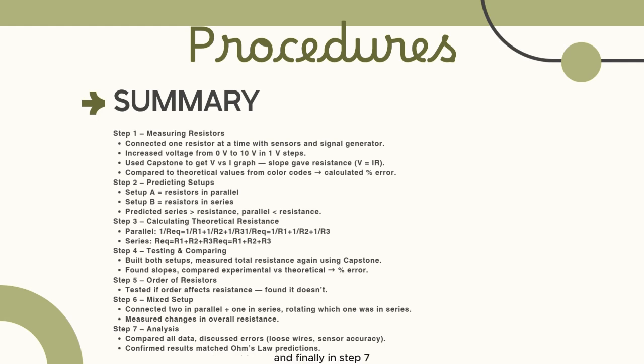And finally, in step 7, we compared all theoretical and experimental results, discussing possible sources of error such as connection resistance, sensor calibration, or inconsistent voltage steps. And we confirmed that our results followed Ohm's law and theoretical expectations, with minor deviation explained by measurement.